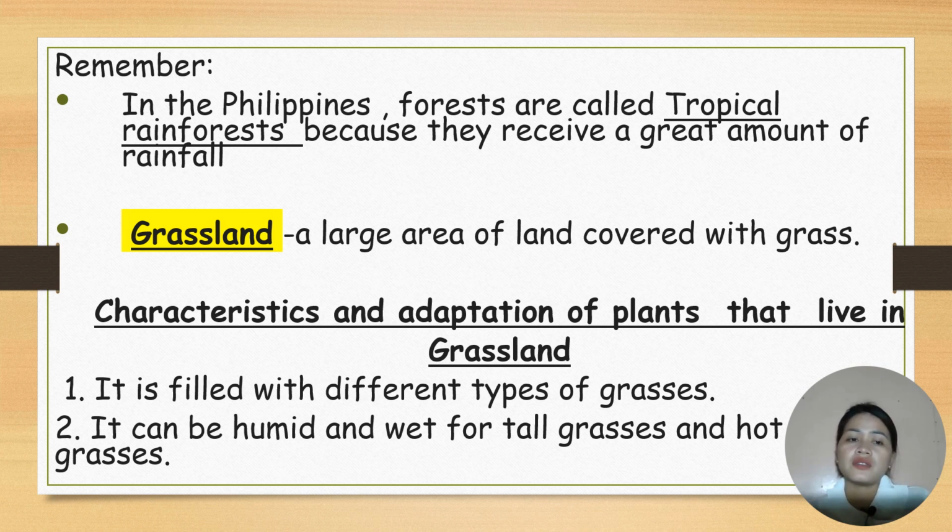So let's have first the characteristics and adaptation of plants that live on the grassland. So this is for the grassland. It's filled with different types of grasses. Do you think grasses are important in the ecosystem? So it can be humid and wet for tall grasses and hot grasses.